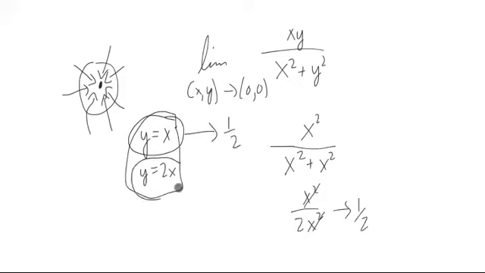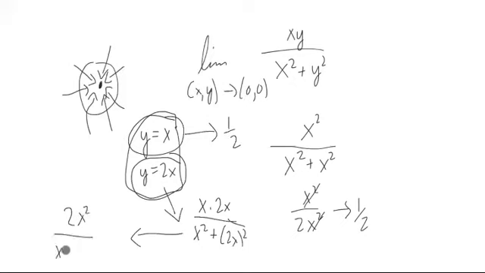Now, what if we stay on the line y equals 2x? What happens then? We have x times 2x all over x squared plus quantity 2x squared. If we work through this, on the top we get 2x squared, and on the bottom we have x squared plus 4x squared. It's looking like 2x squared over 5x squared, that's limiting to 2/5.